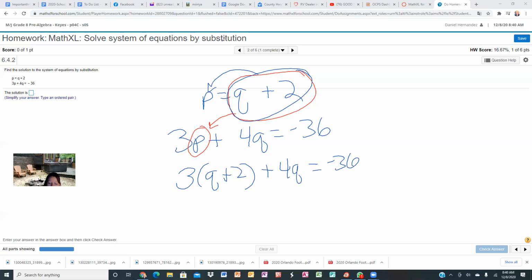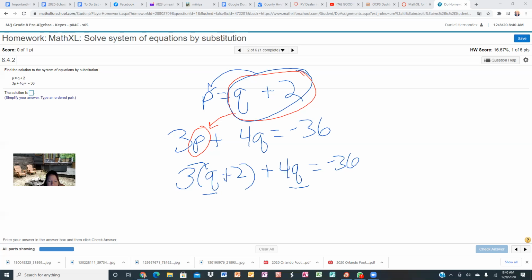Now, why did we do that? We had to sub it in because we can't have 2 different letters. We have all Q's now. Now we can solve for Q because we got rid of a P.